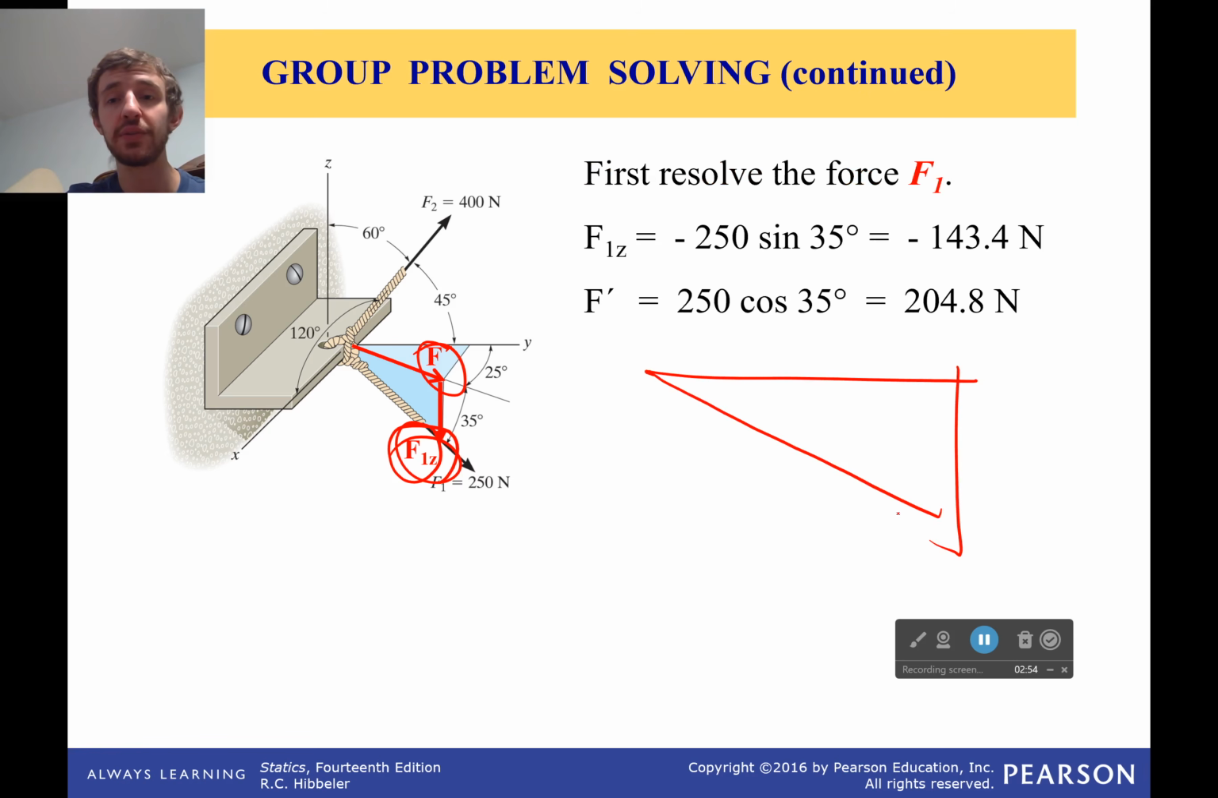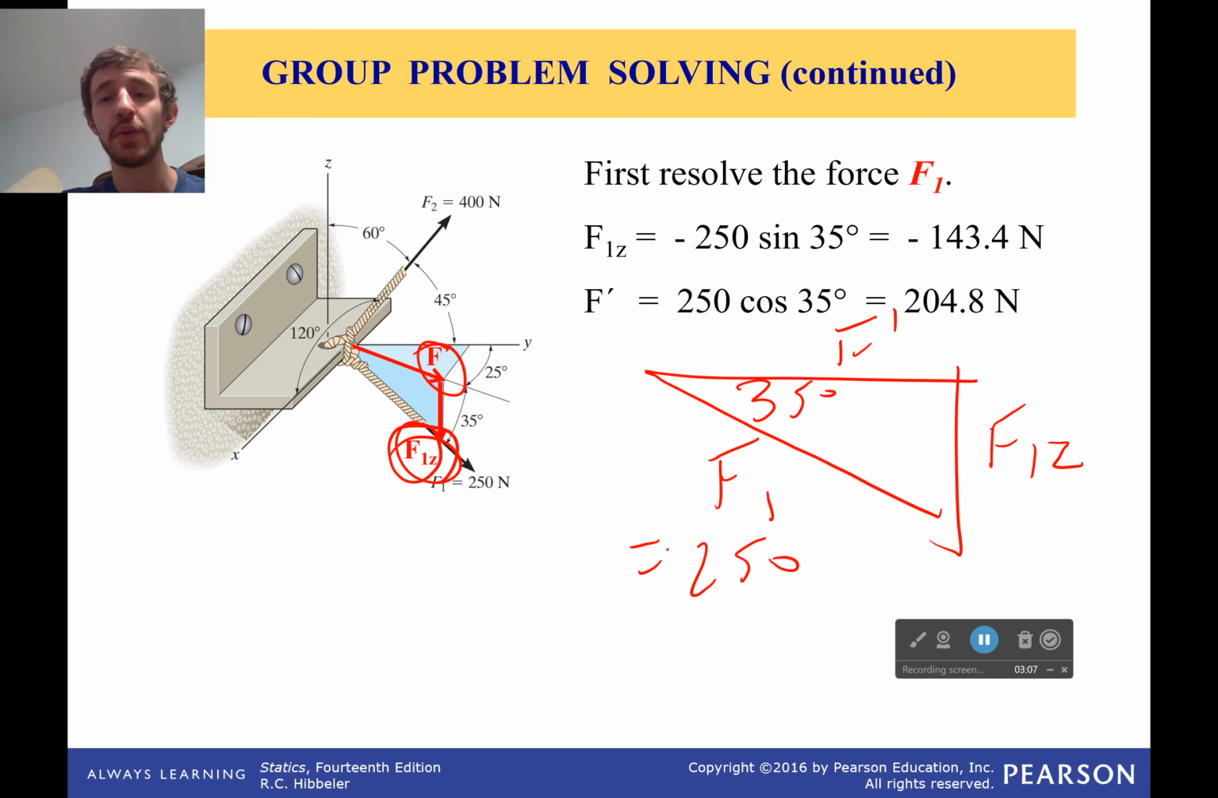So that's not hard. It is just simply a triangle. We know one of the angles. We know that this is 35 degrees. This is f prime right here. This is f1z right here. That's actually a pretty good z. And this is f1. Since we know that f1 is 250, we can solve for the rest. I will use sine for f1z, as you see they did, and we'll use cosine for f prime.